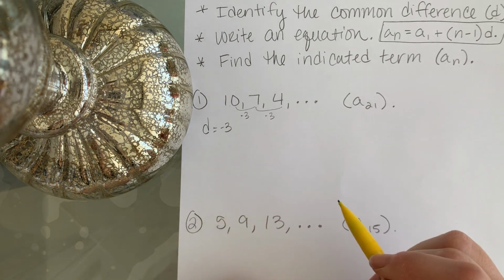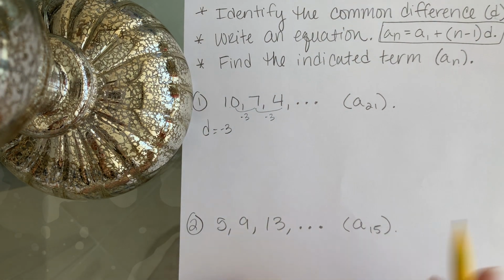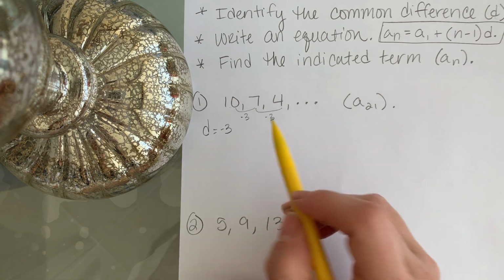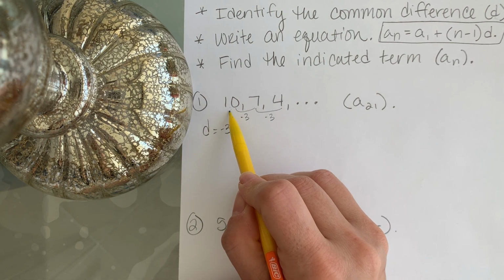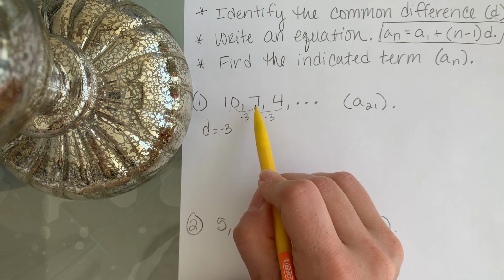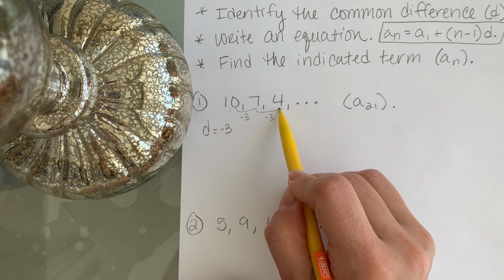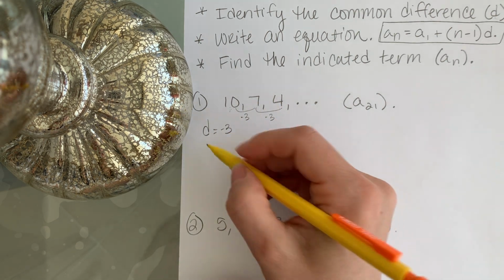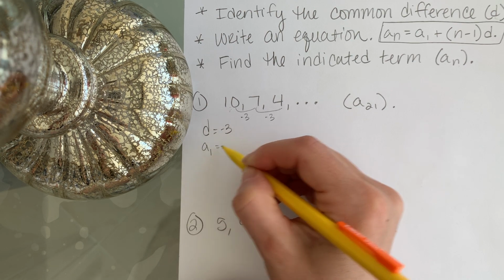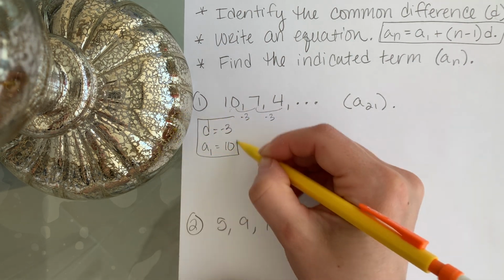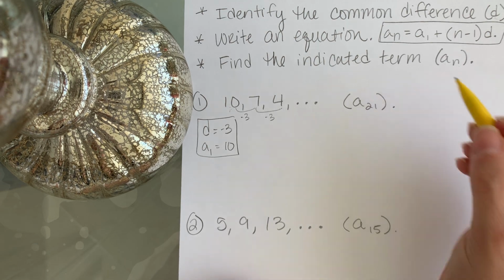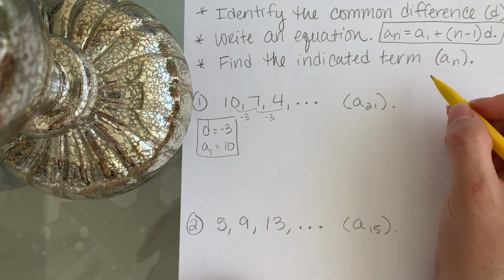Now, you also need to identify your first term in the sequence. Your first term in the sequence is 10. 7 would be your second term, 4 would be your third term. So a sub 1 is 10. These are the two things you need in order to use the formula to find the equation.